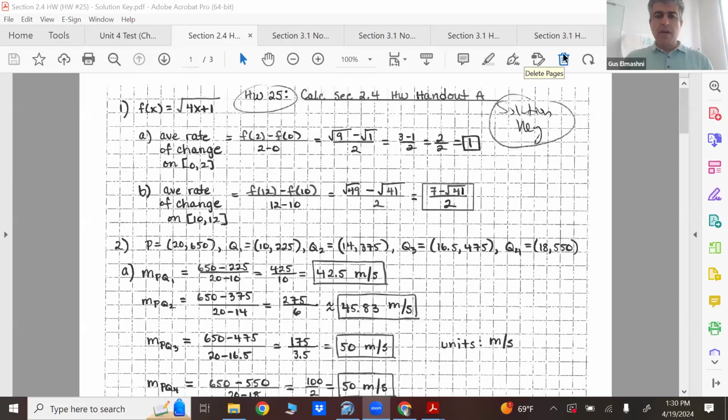Recording in progress. Okay, so homework was hopefully not too bad. Average rate of change for number 1, that's pretty easy. Just find the slope between 0 and 2. And for B, between 10 and 12, easy peasy.